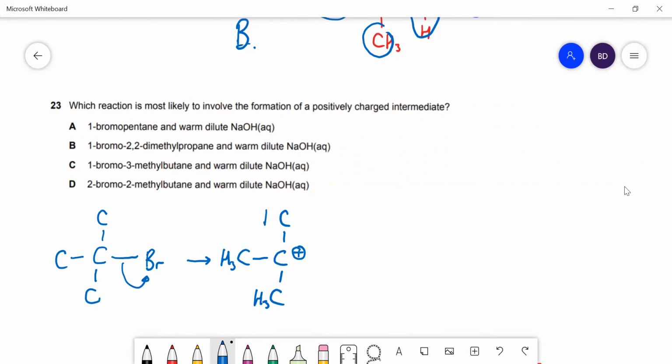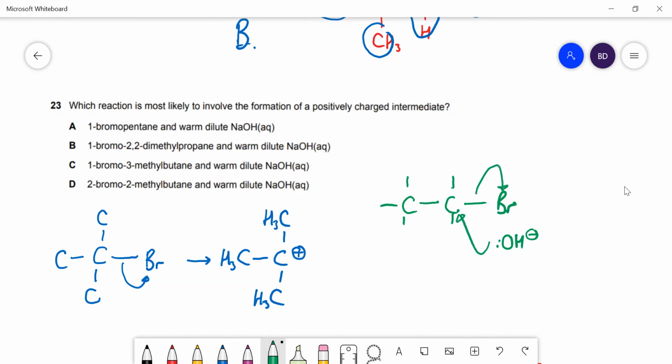Now, that doesn't happen with primary haloalkanes. With a primary haloalkane, you don't form a carbocation. Remember, what happens is the OH minus has to attack first before you can lose the bromine. So you don't involve a carbocation. So we're looking for a tertiary. Right, 1-bromopentane is not tertiary, it's primary. You've got 5 carbons, haven't you? The bromine on the end, that's primary.